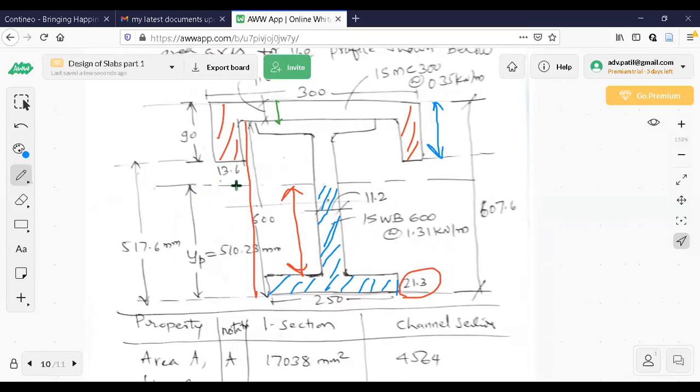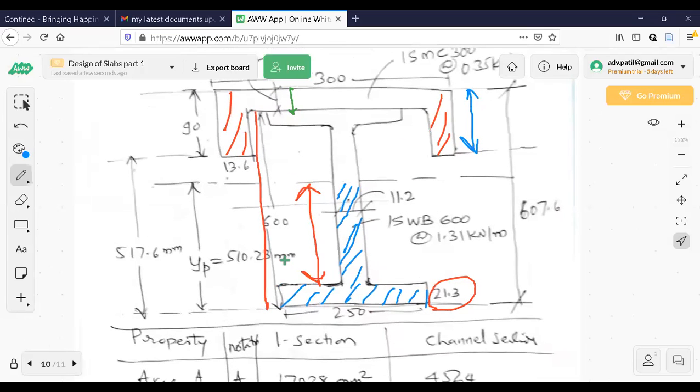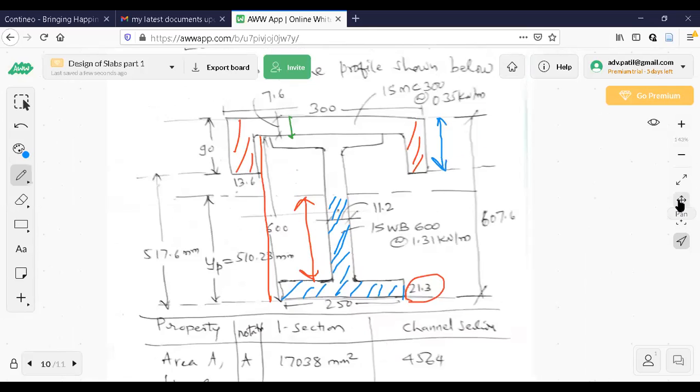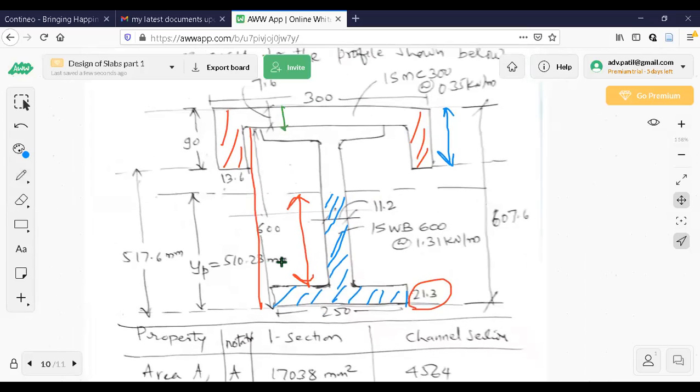You can see that this equal area axis line has not gone inside the channel section in this problem. If it goes inside, you should consider the small rectangle this side and this side, add that and this area, and the remaining area only will be A by 2. So this is how you can find the equal area axis in the case of a standard profile. This is a standard profile for gantry girder.